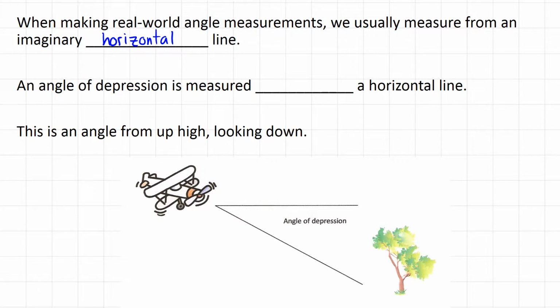So to start with, an angle of depression is measured below a horizontal line. This would happen when you're up high and looking down, and an example would be this airplane. If it wanted to measure an angle down to some landmark like a tree, it would measure from the horizontal down to the appropriate angle.